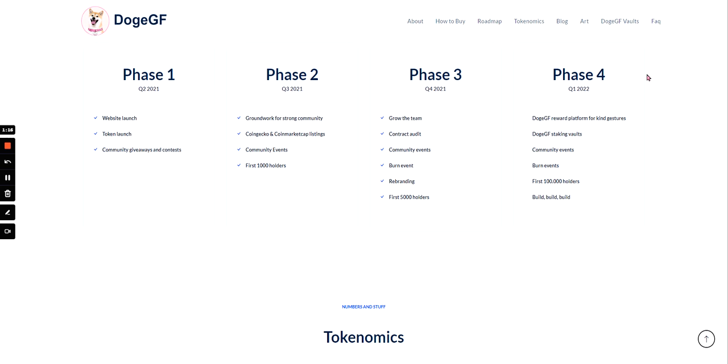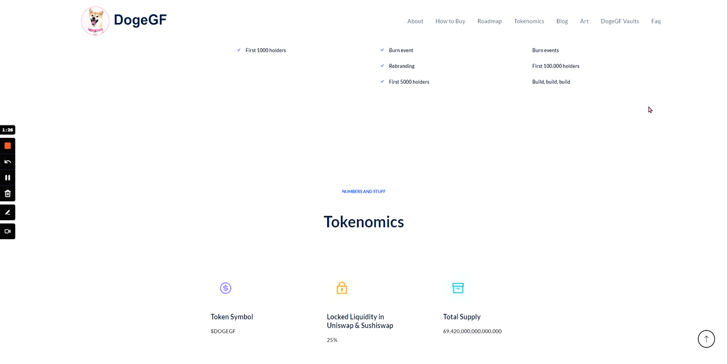And they have their roadmaps. Currently they're on phase 4, so next things they want to do is a Dogegf reward platform for kind gestures, Dogegf staking vaults, community events, burn events, first 100,000 holders, and build.